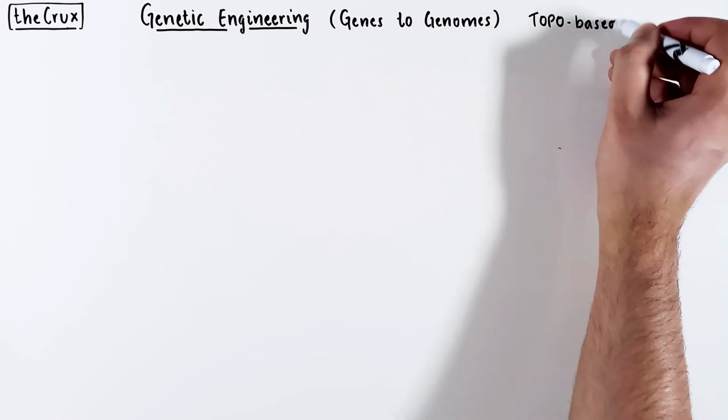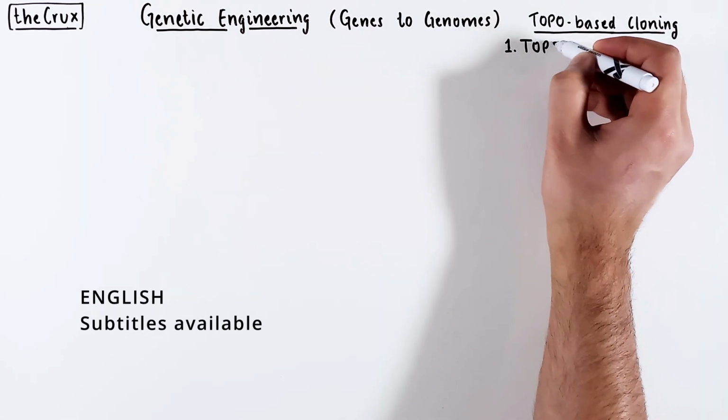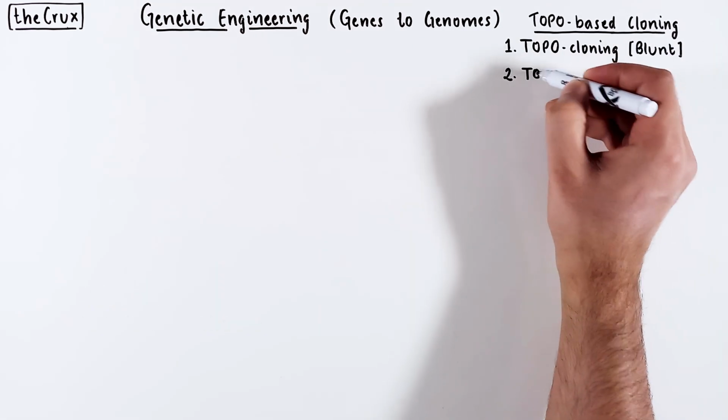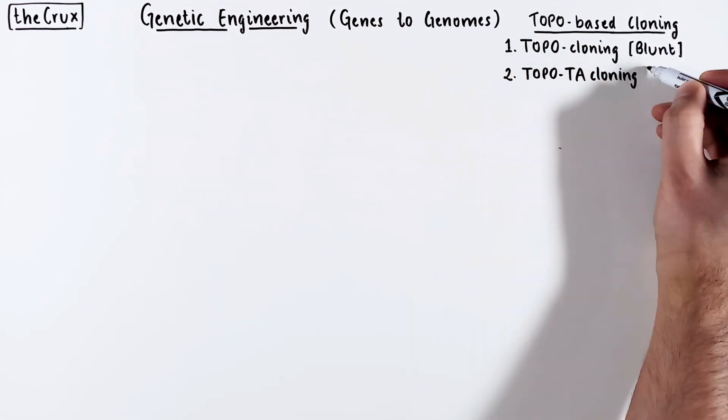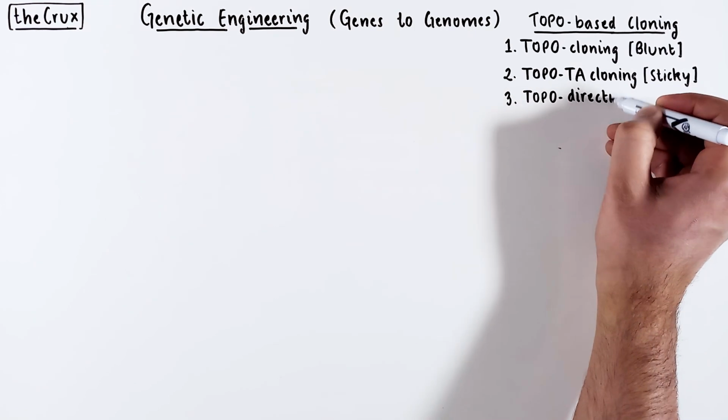There are three main types of topo-based cloning strategies. The topo cloning that uses blunt ends. The modification to classic topo is TOPO TA, which uses sticky ends. Third is directional topo, which uses both a sticky and a blunt end.